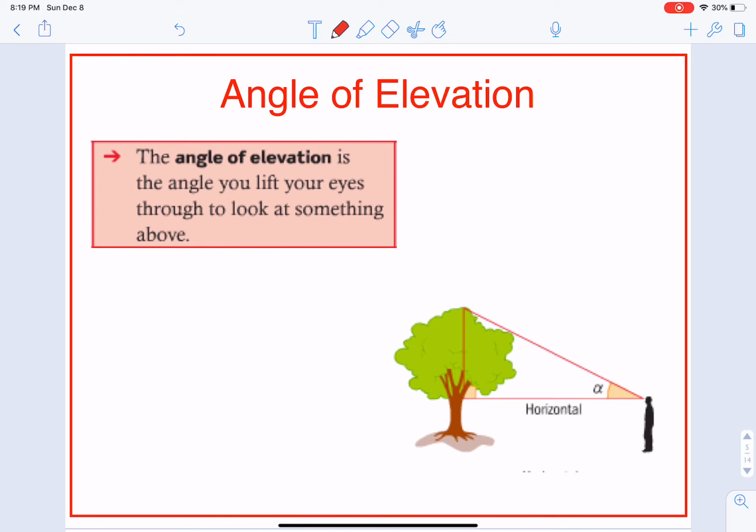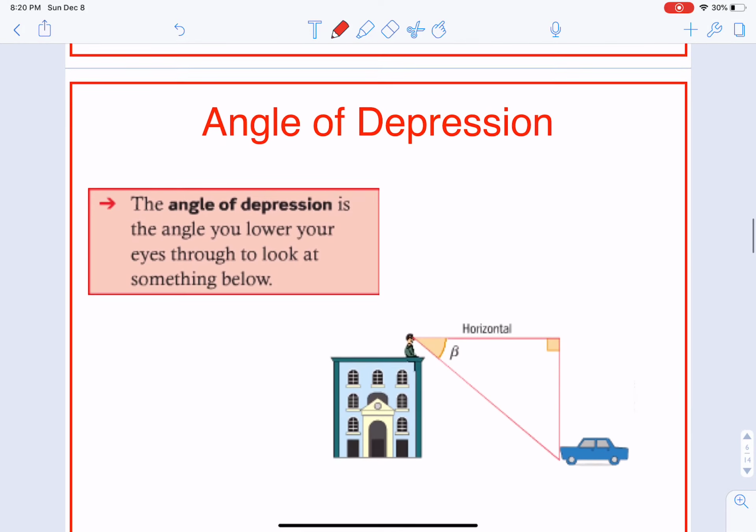Angle of elevation is usually pretty straightforward. It's the angle you lift your eyes through to look at something that's above you. So looking here, here's my horizontal. It's the angle made from the horizontal going up. This is my angle of elevation.